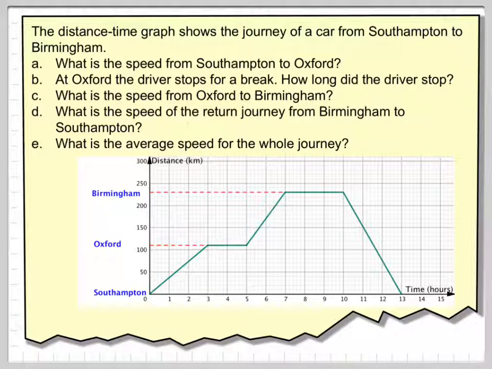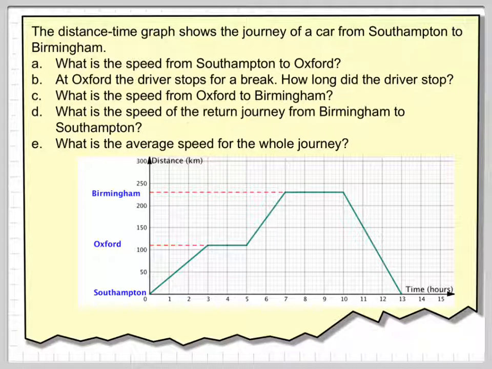This video is about distance time graph. It says the distance time graph shows the journey of a car from Southampton to Birmingham. What is the speed from Southampton to Oxford? At Oxford, the driver stops for a break. How long did the driver stop? What is the speed from Oxford to Birmingham? What is the speed of the return journey from Birmingham to Southampton? And what is the average speed for the whole journey?